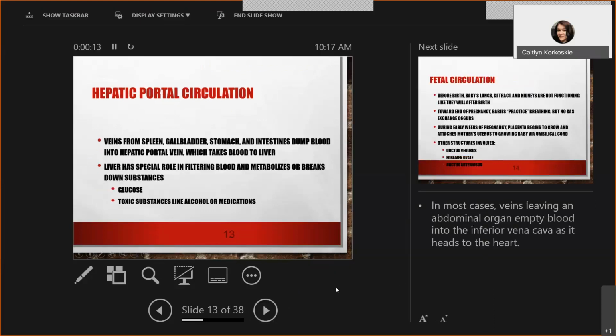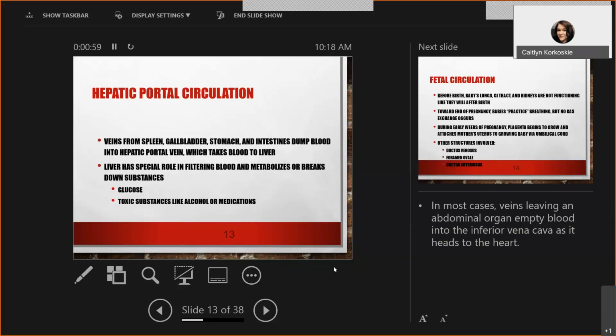So, okay, hepatic portal circulation. So veins from the spleen, gallbladder, stomach, intestines, they will dump blood into the hepatic portal vein, which then takes the blood to the liver. Then the liver plays a role in filtering blood and metabolizes or breaks down substances. So the liver is where you have a breakdown of glucose or any toxic substances like alcohol or certain medications are processed through the liver. So basically the blood that has those substances goes to the liver and then filters them out.